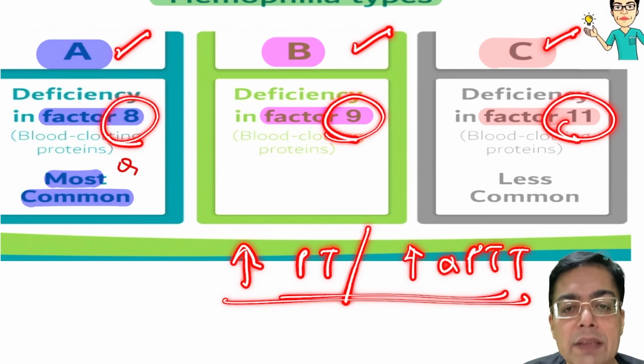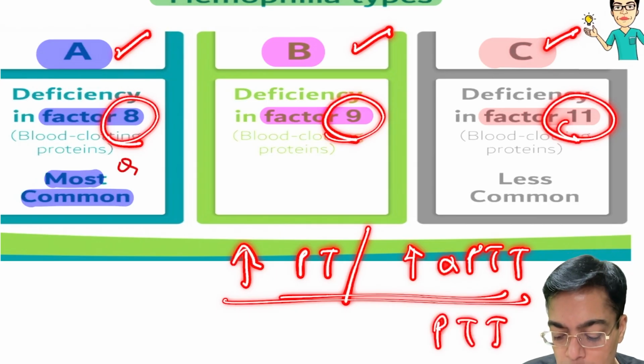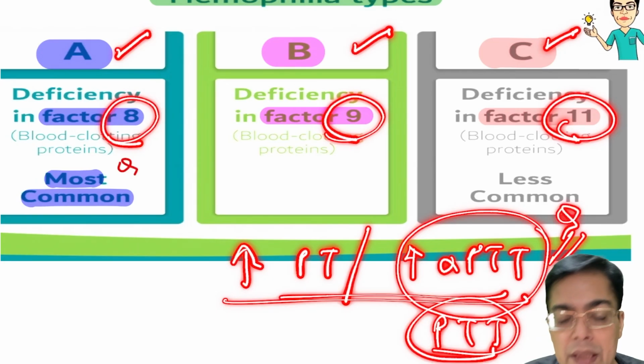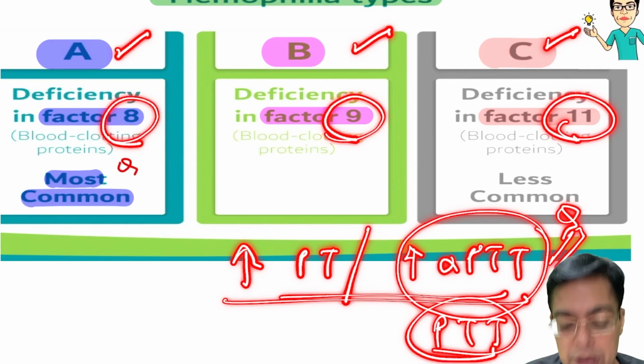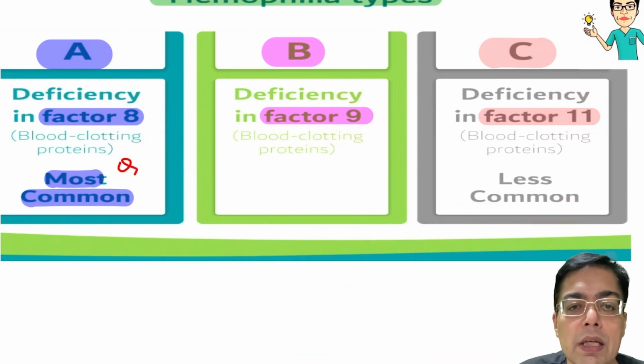Yes, very right. Intrinsic pathway means indoor game. Indoor game means you are playing what? You are playing table tennis. So once I'm playing table tennis, of course, I know that there will be increase in the value of APTT in these patients. What will happen to the value of prothrombin time or PT value in these patients? Of course, PT value is going to remain unaffected in these patients. That is going to be perfectly normal.